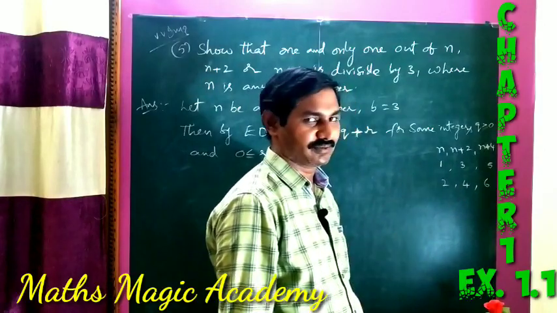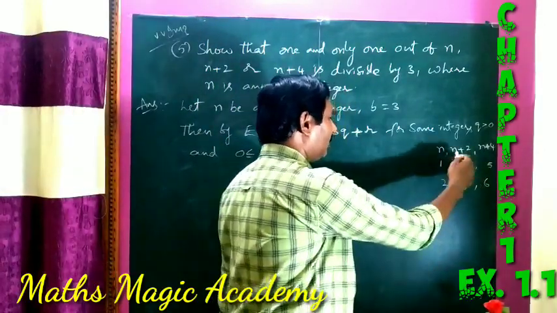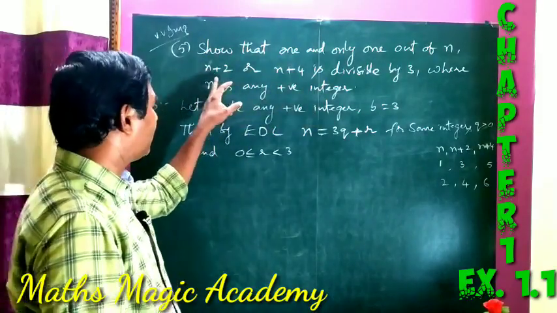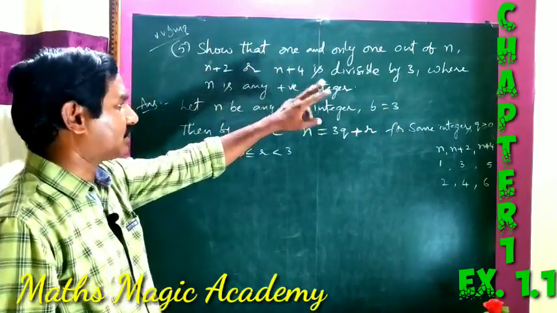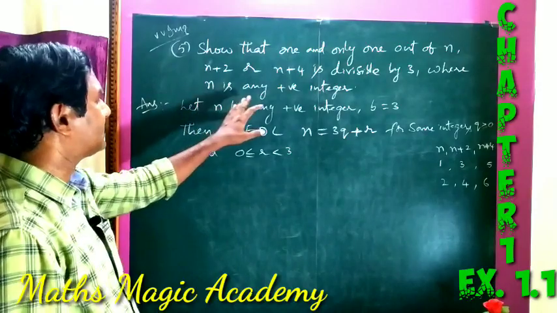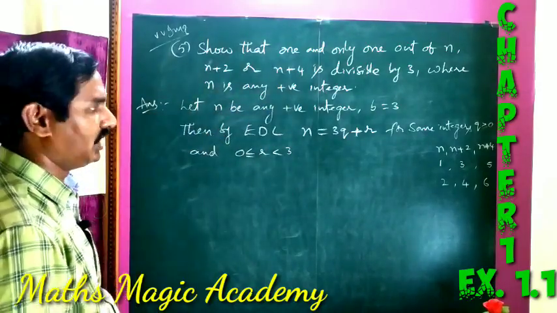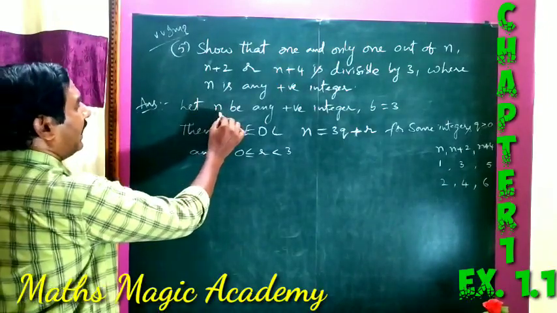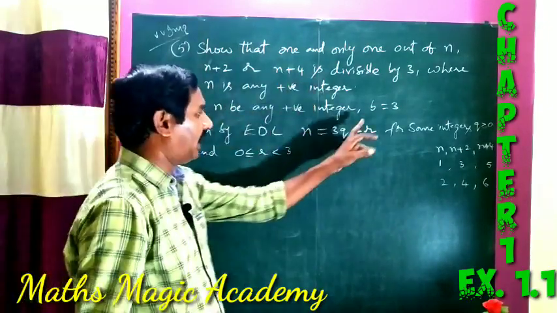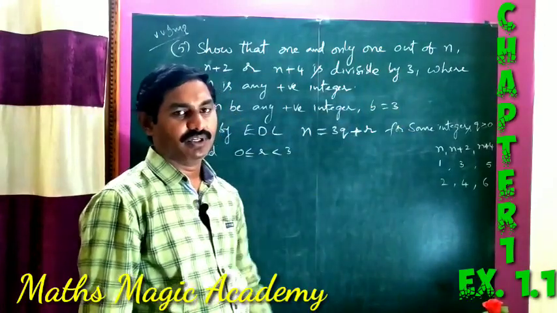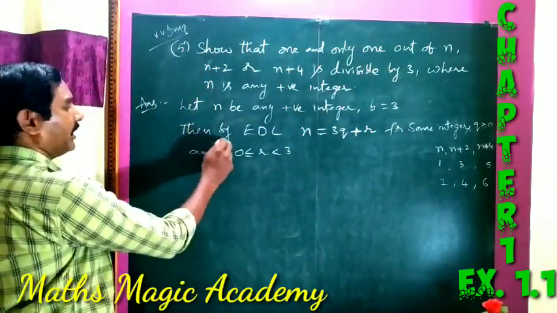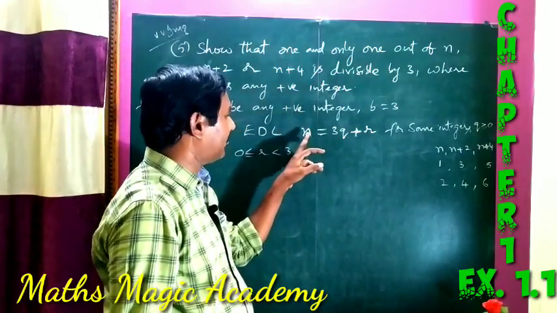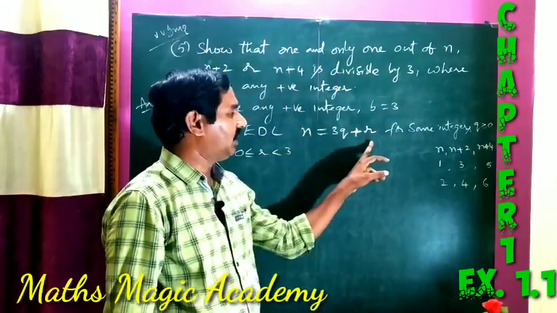Rest of 2 are not divisible. Like that, we have to prove that one of n, n plus 2 or n plus 4 is divisible by 3, where n is any positive integer. Only one out of these is divisible. For that, let n be any positive integer and b value is equal to 3. Then by Euclid's division lemma, n, any positive integer, is given by n equals 3q plus r.